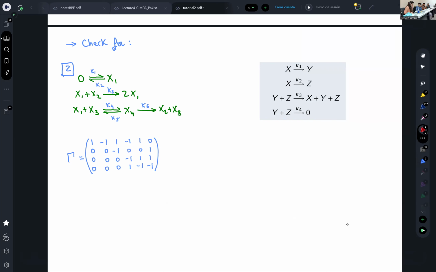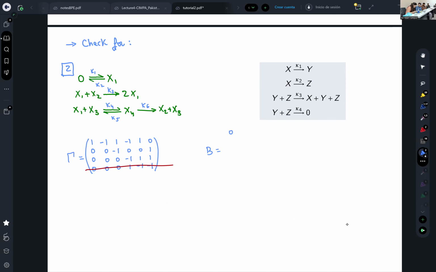It should be 3. It would be 3. And actually, the last 2 rows are linearly dependent, so I can remove the last one, and that's it. So now I need my matrix B. And B, it just has the reactants.